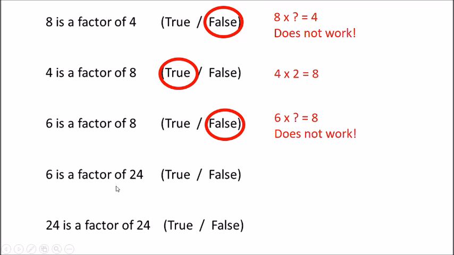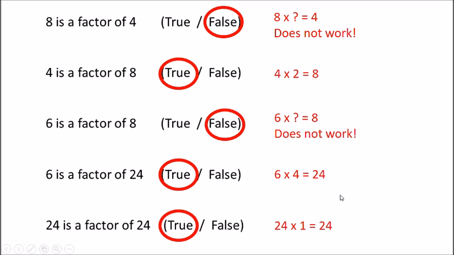6 is a factor of 24. I'm telling you that's true. I know that's true because 6 multiplied by 4 gives me 24, so that one works. Last one, 24 is a factor of 24. I'm going to tell you that is true, and my reason is because 24 multiplied by 1 does give me 24.